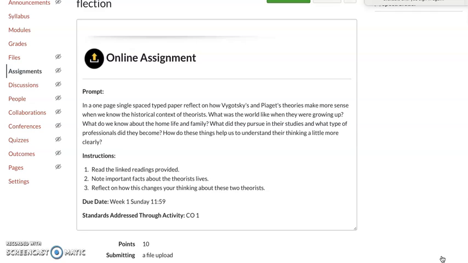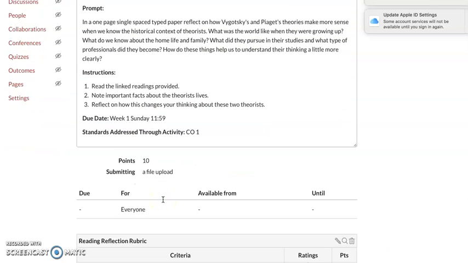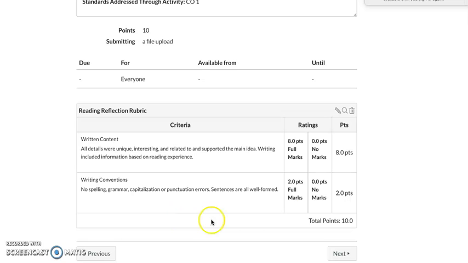Reflect on what was the world like when they were growing up. What do we know about the home life and family of these two men? What did they pursue in their studies? What type of professionals did they become? And then how do these things help us to understand their thinking a little more clearly? You're going to submit that up on Canvas by Sunday at midnight. If you would like to see how you're going to be graded, here is a rubric of that.